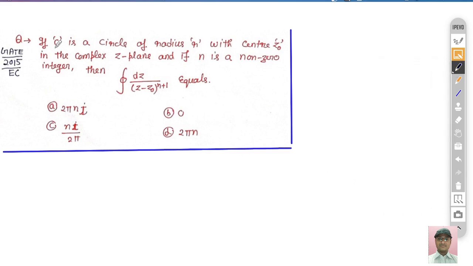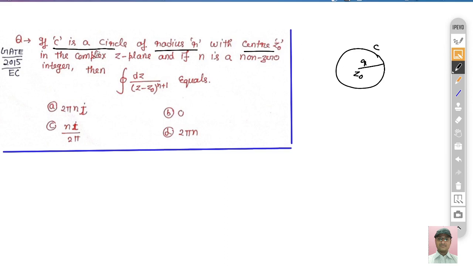Now see, C is the circle of radius R. This is a given circle C, right? First, what we have to check is whether this z naught lies inside this circle or not. So this is the circle C, whose center is given as z naught, right? This is the center of the circle, z naught, and the radius is given as R.